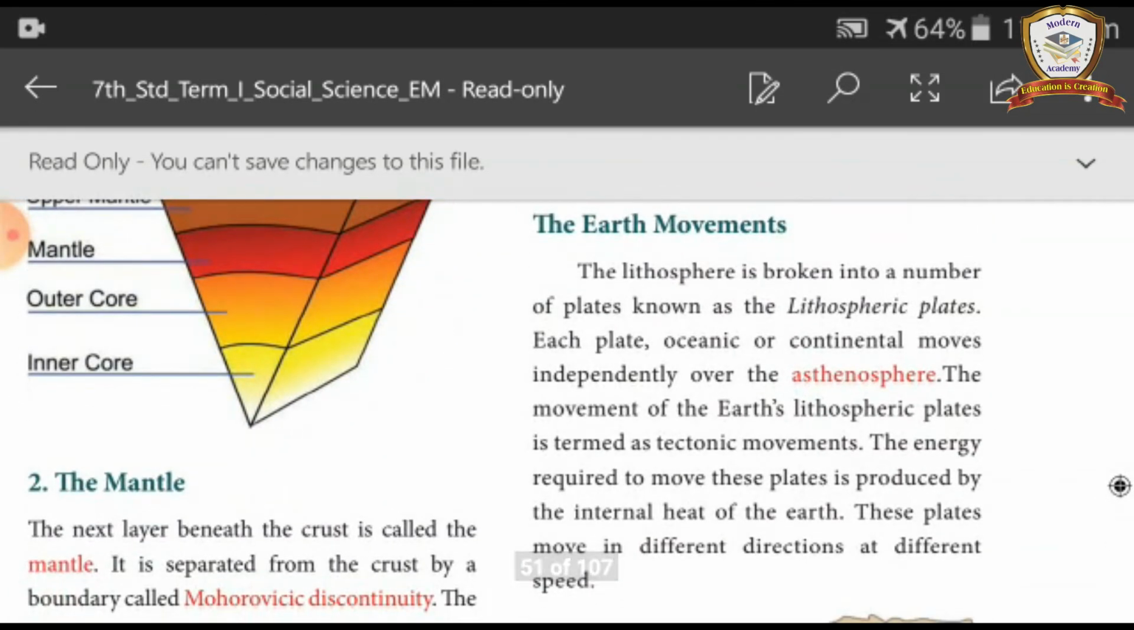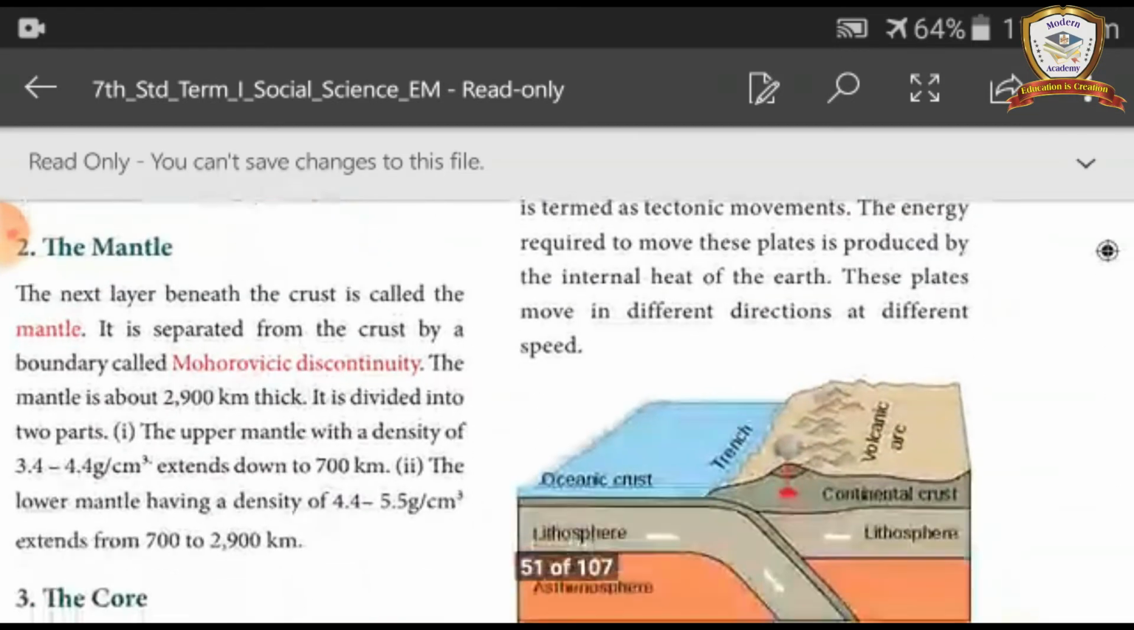The earth movements. The lithosphere is broken into a number of plates known as the lithospheric plates. Each plate, oceanic or continental, moves independently over the asthenosphere. The movement of the earth's lithospheric plates is termed as tectonic movements. The energy required to move these plates is produced by the internal heat of the earth. These plates move in different directions at different speeds.